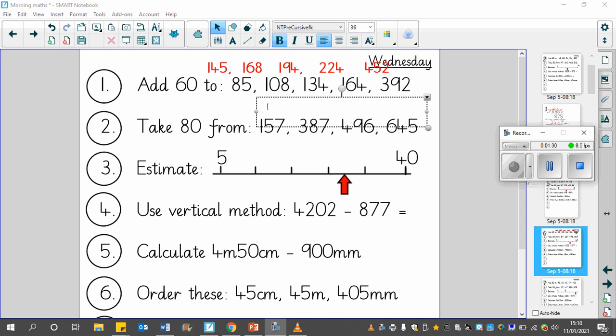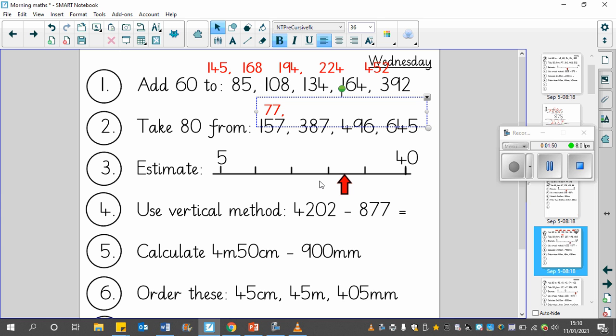Okay, question number 2. We're taking 80 from these numbers, so 157 take away 80. Well, 150 take away 80 is 140, 130, 120, 110, 100, 90, 80, 70. So the answer is 70. The ones don't change, so the answer is 77.